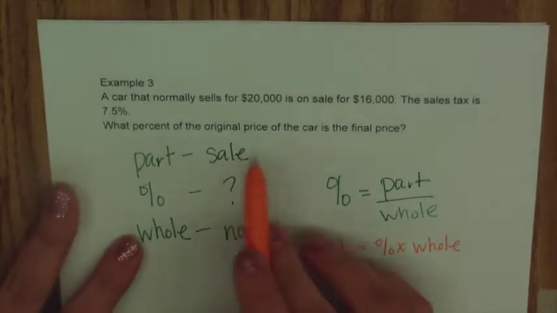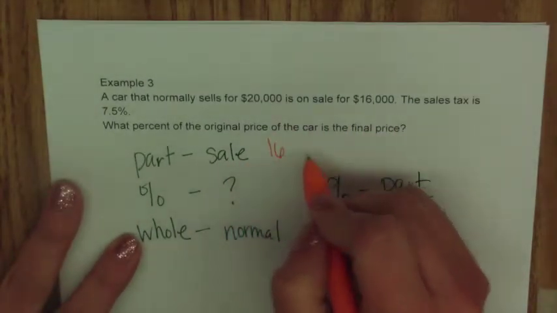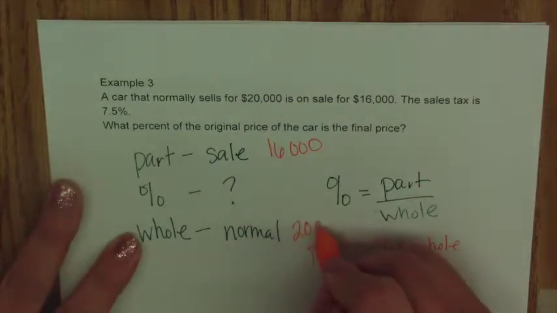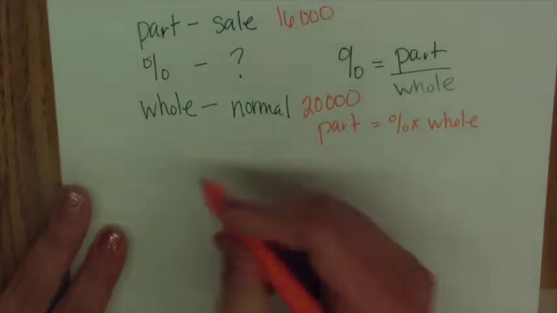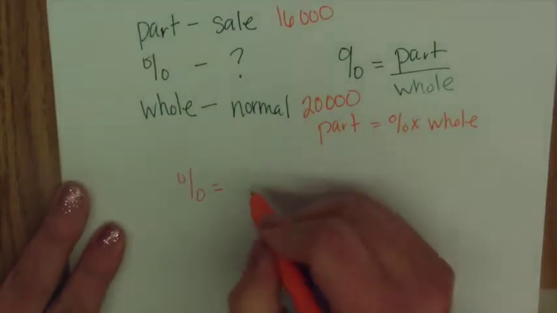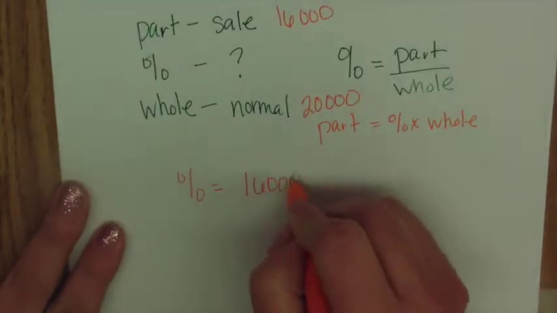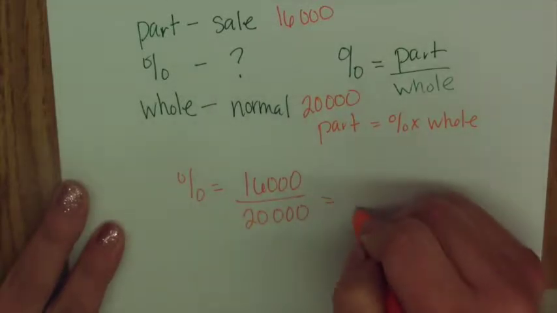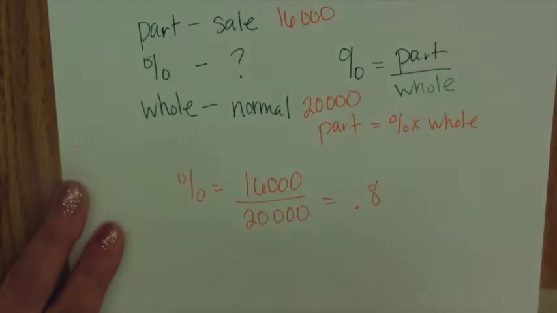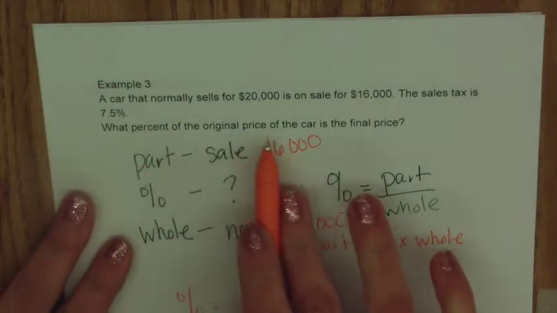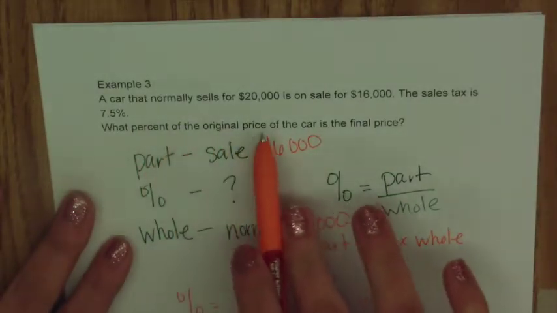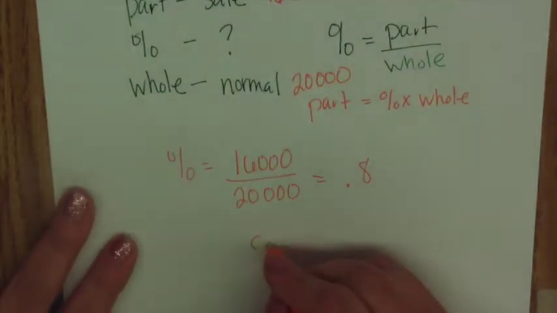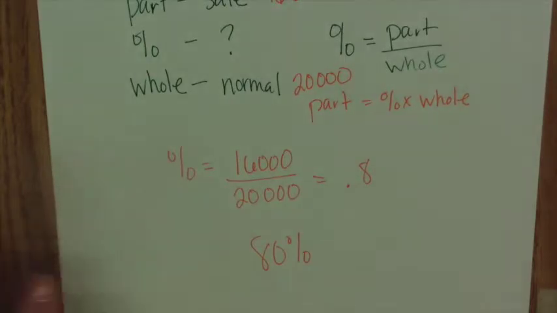All right, so our sale price in the problem is $16,000, and our normal price is $20,000. So to find our percent, we would do 16,000 divided by 20,000. When we do that, we get 0.8. So the percent of the original price of the car that is the final price would be 80%.